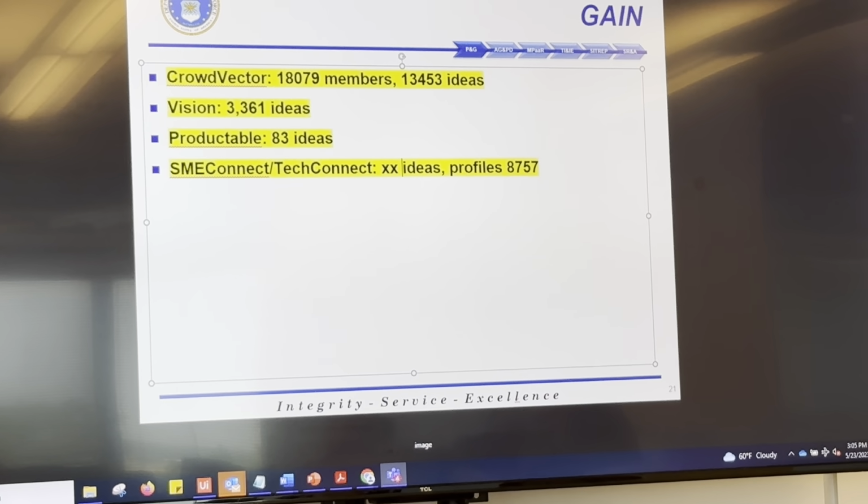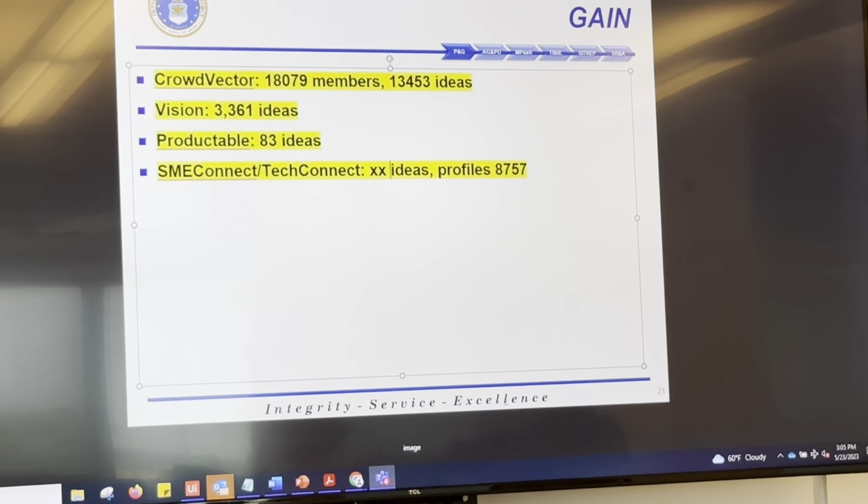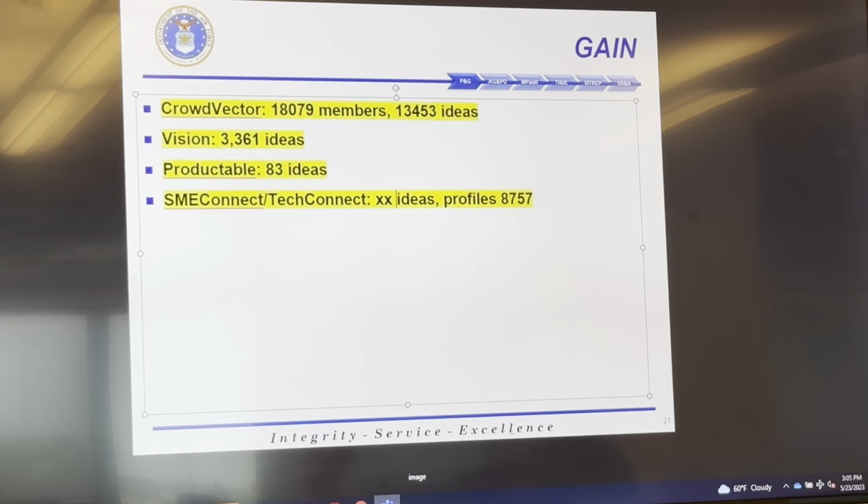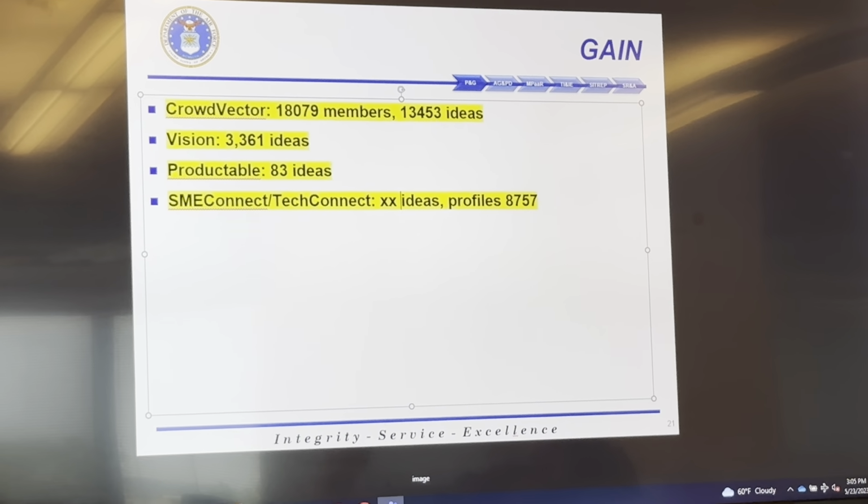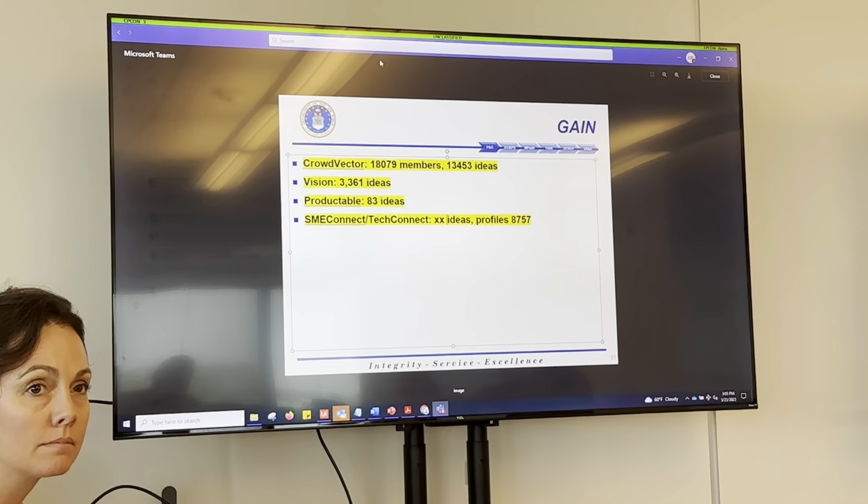How many ideas a year does the Air Force do? I couldn't tell you. Could be a million. I couldn't tell you. We don't know the number, because we actually don't have a view of everything that's happening in the Air Force.